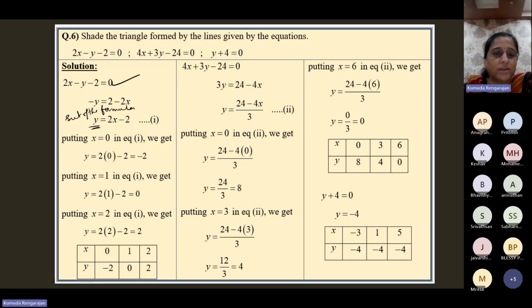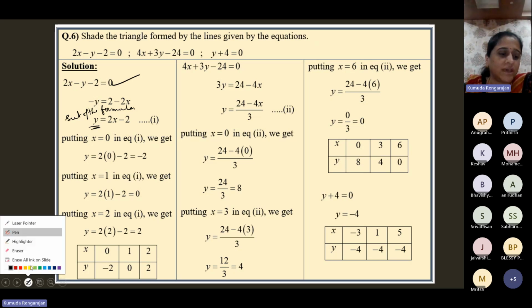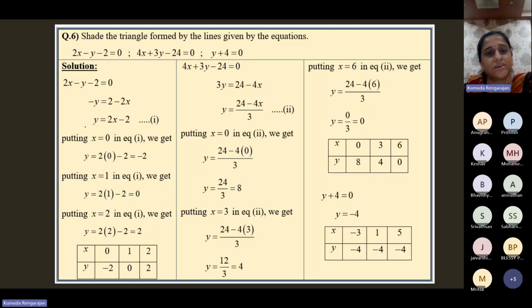So I have made y the subject of the formula. So I write the equation like y is equal to, with all the terms on the other side. You can also make x the subject of the formula, so you can write x is equal to and have the remaining terms on the other side. After this, we give different values for x, substitute them here, and find the corresponding values for y.